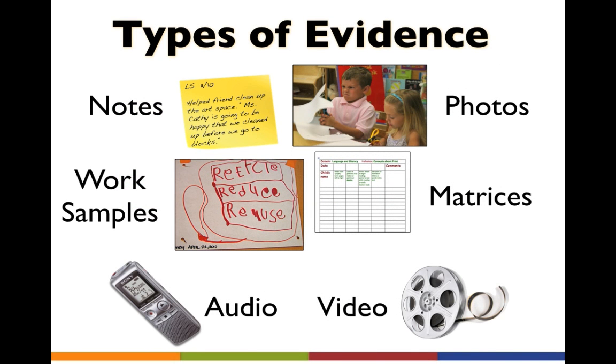Teachers are required to collect evidence to link to performance indicators. There are 4 types of required evidence in the WSO system. They are observational notes, photos, work samples, and matrices. Teachers may also include audio and video clips, but these 2 types of evidence are optional. Let's take a look at each kind of evidence, beginning with notes.